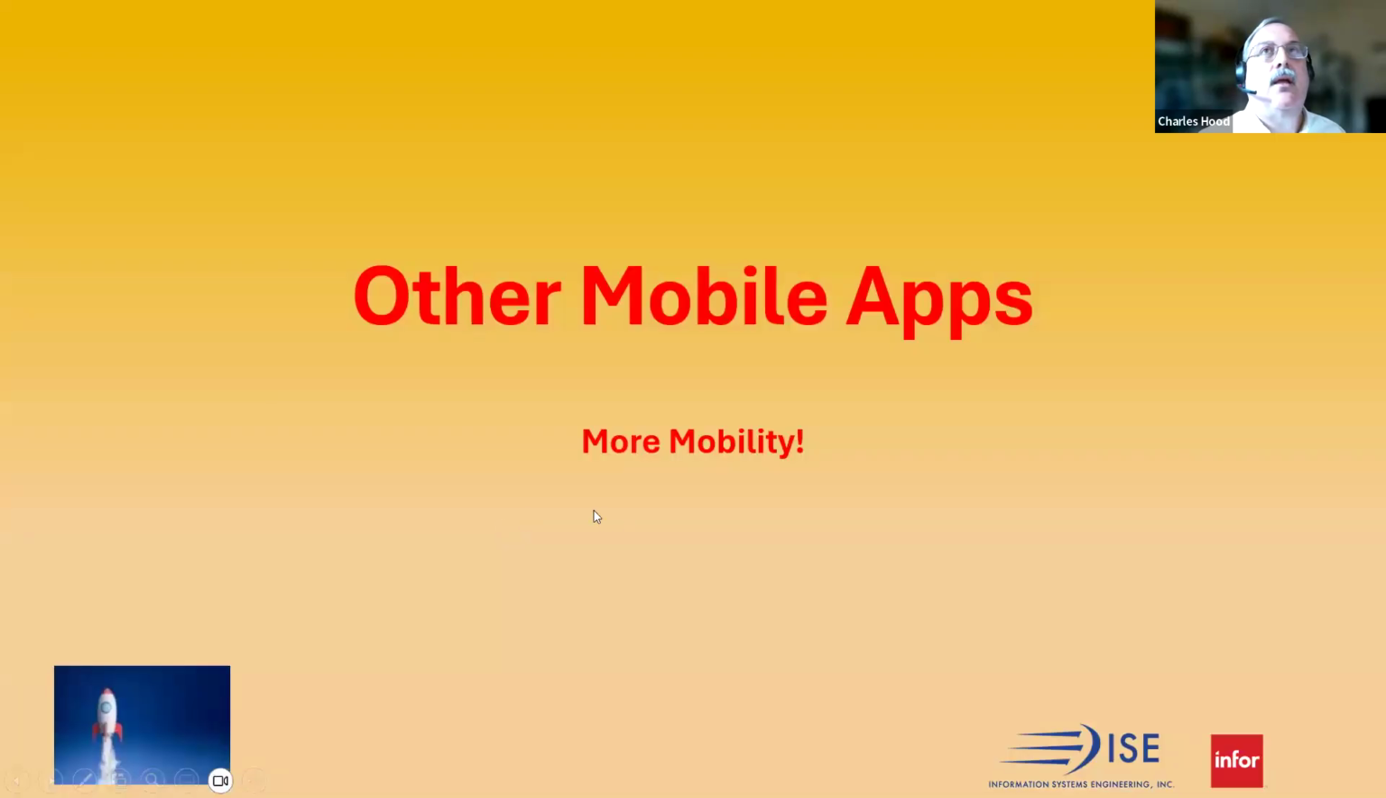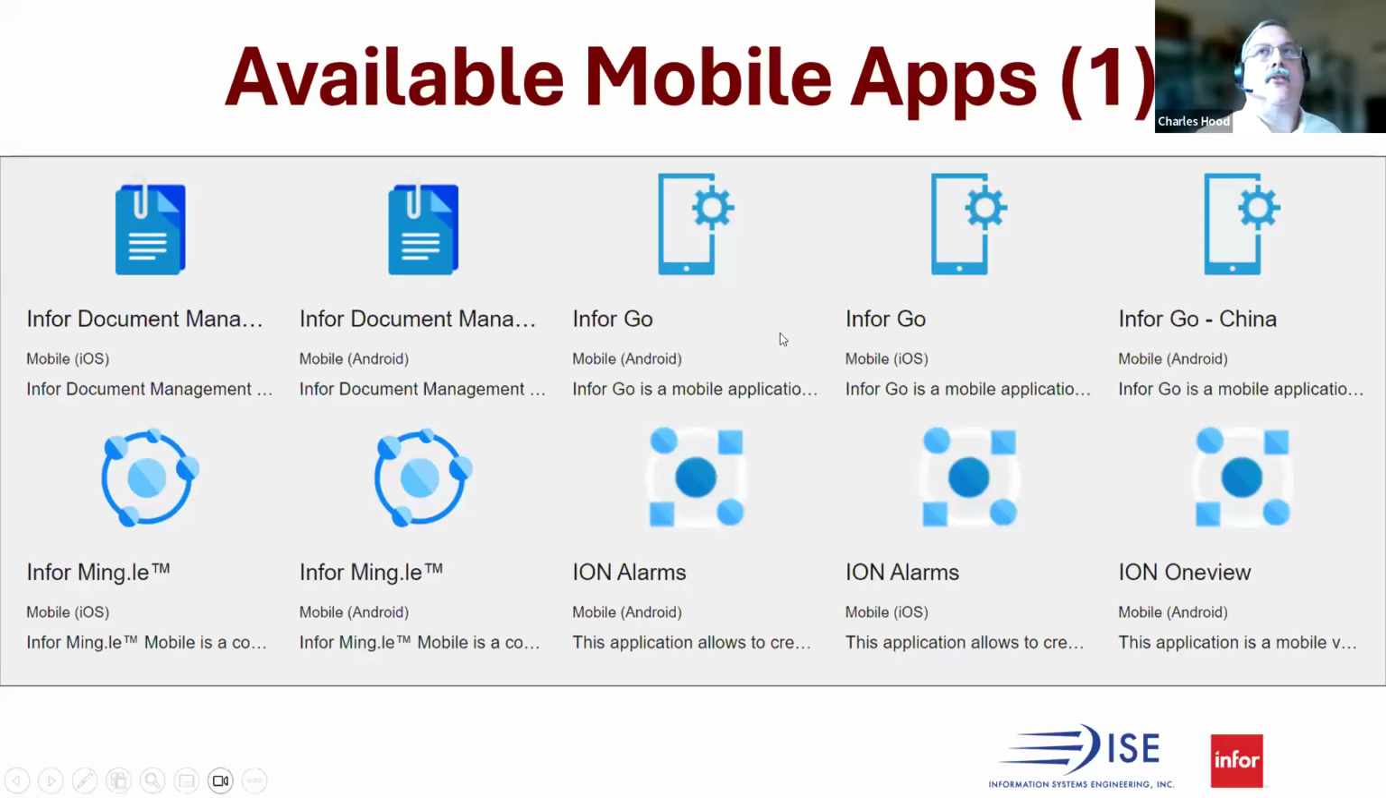All righty. Okay. Now there are other mobile apps as well. So there's more mobility. So there's IDM. It has its own app. Again, IDM does run inside of Infor Go, so I don't hardly ever use the IDM app anymore. There's Infor Go itself. We just talked about that. There is an Infor Go version for China.